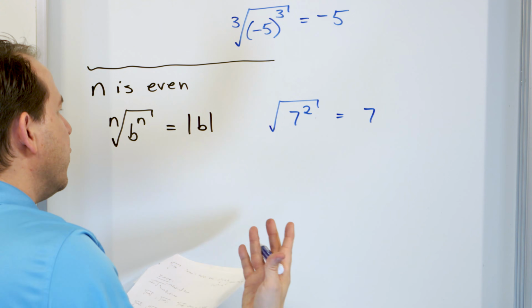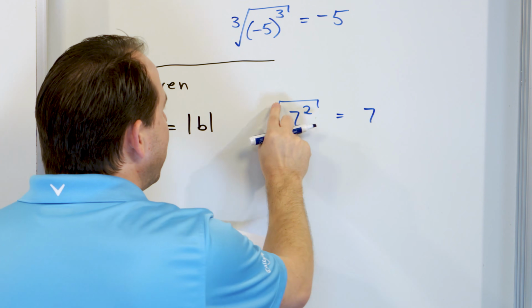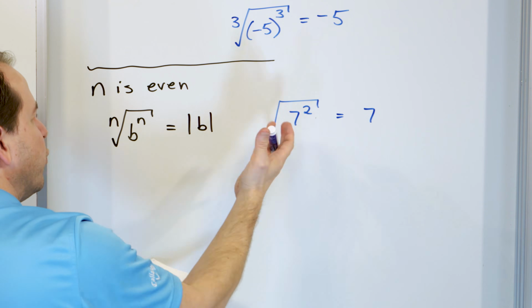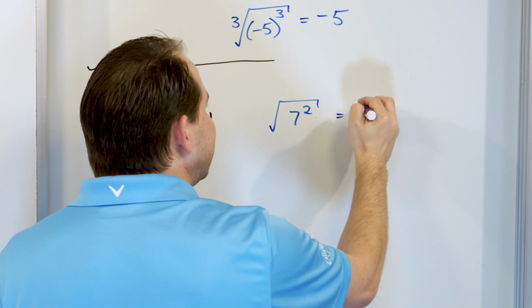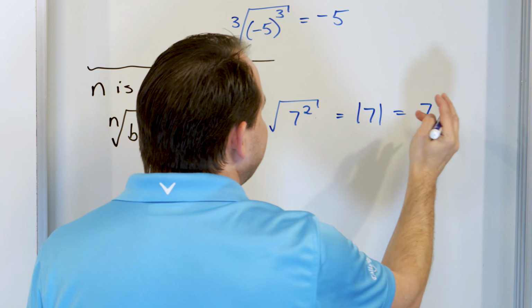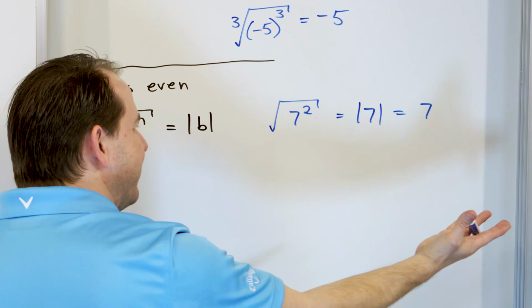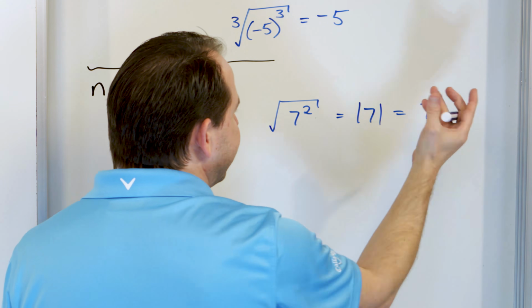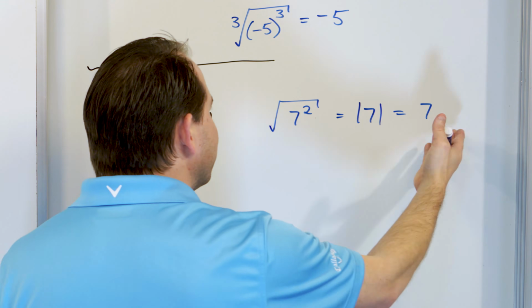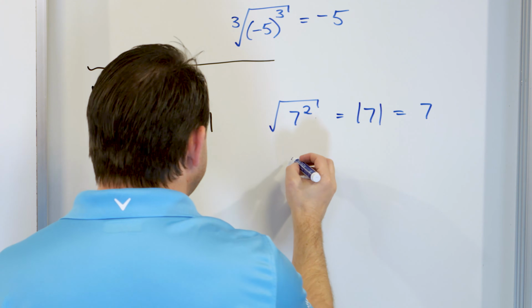But the more general way to say it is when I'm canceling a square root with a square and this is even, what I'm really doing is saying it's here, but it's really the absolute value of 7, which is just 7. So you don't notice that it's an absolute value because 7 is already positive, so the answer you get is 7.